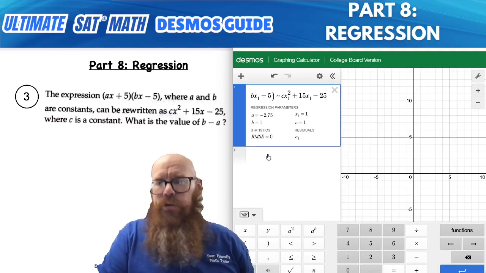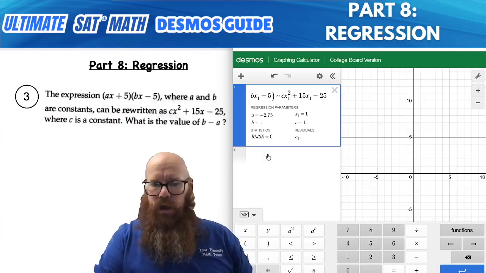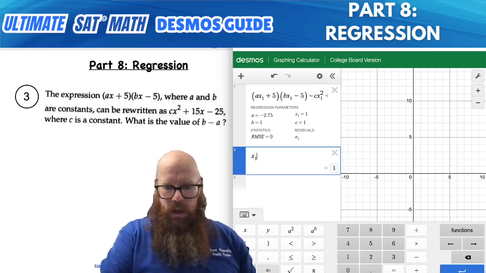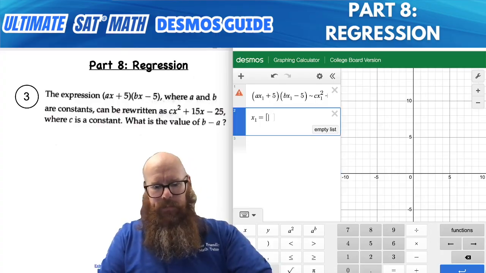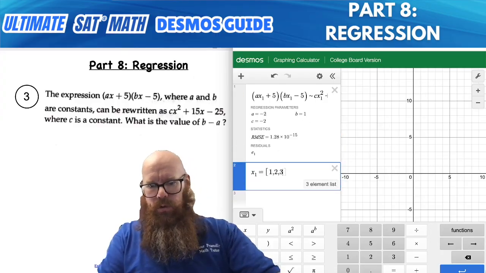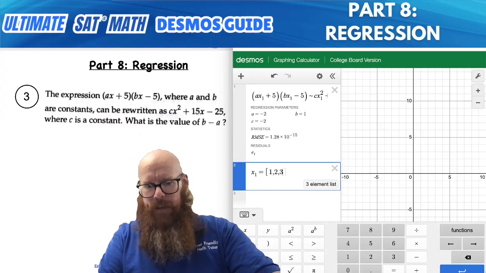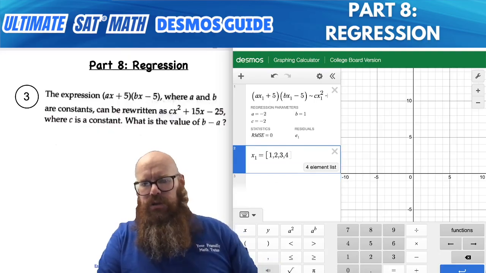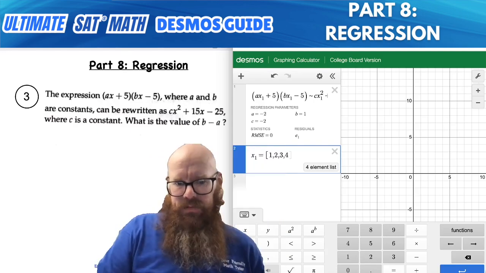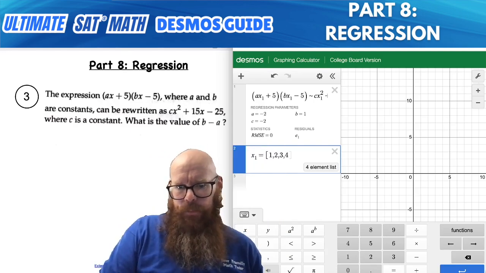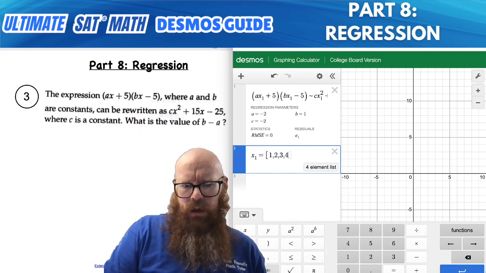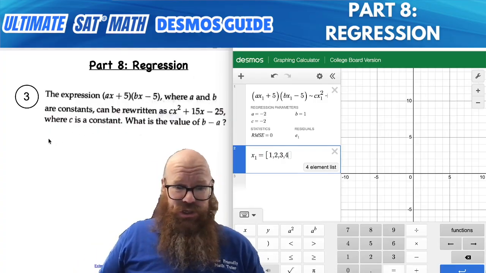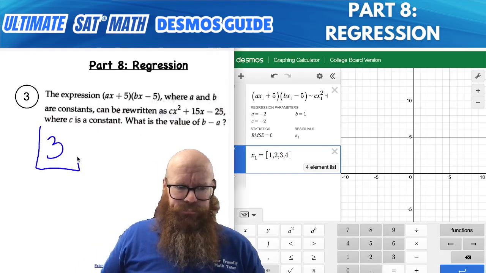Now I have 3 unknown constants, so I'm going to put in 3 values. So I'm going to do x1 equals bracket and then maybe 1, 2, 3. And let's look what happens when I do 4. It keeps giving me the same answers. So I know that A is -2, C is -2, and B is 1. So the value of B minus A is 1 minus -2, which is 3.